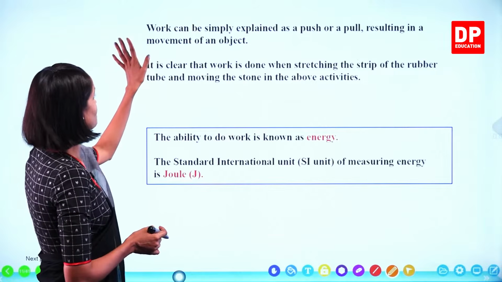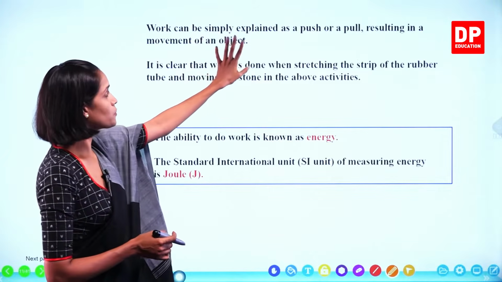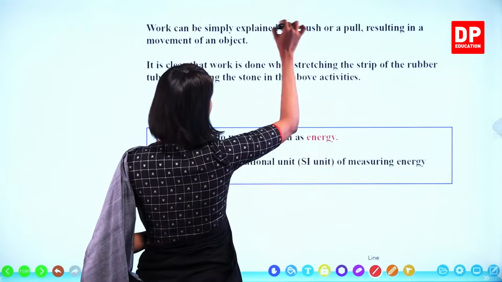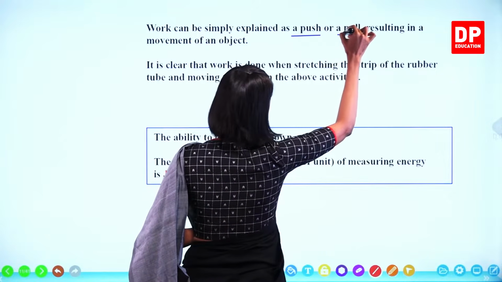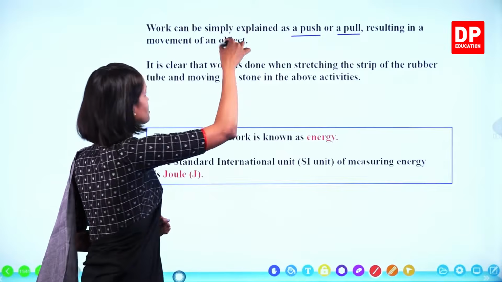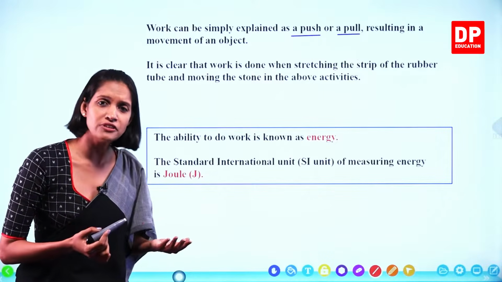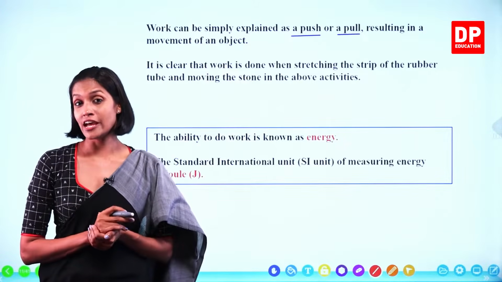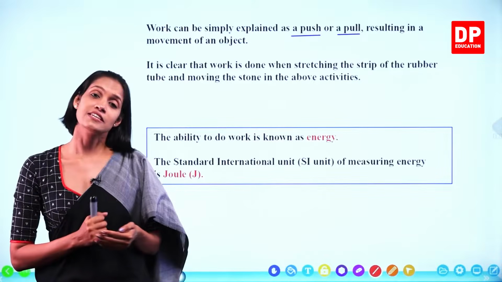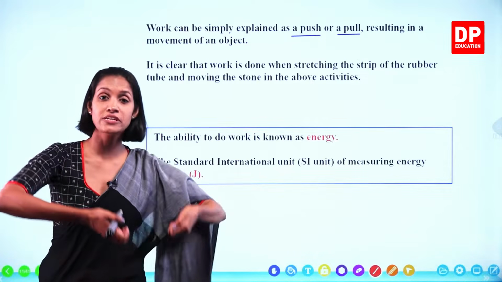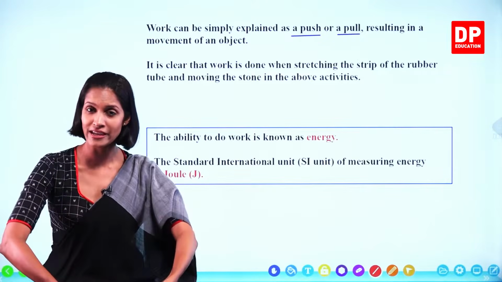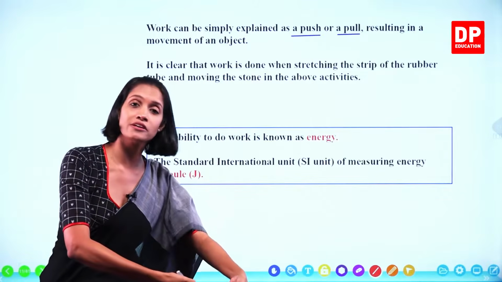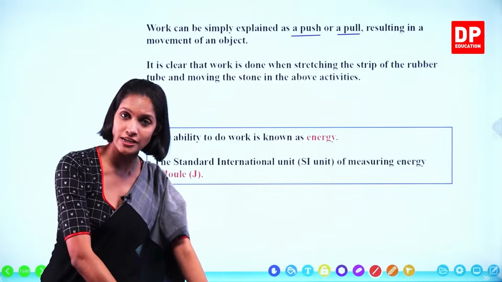Right. Work can be simply explained as a push or a pull. What is the meaning of this one, children? A push or a pull, resulting in a movement of an object. To do any work, we need a push or a pull. So for an example, we can take lifting a bag. Let's say that when the bag is on the ground, we have to lift it up. When we lift it up, you all can see it shows us pulling. Right, children? When we keep it on the ground again, it's like pushing.